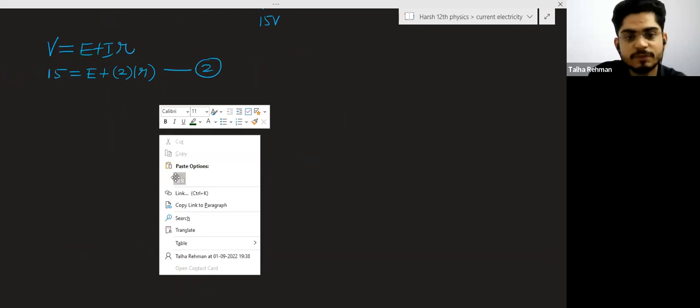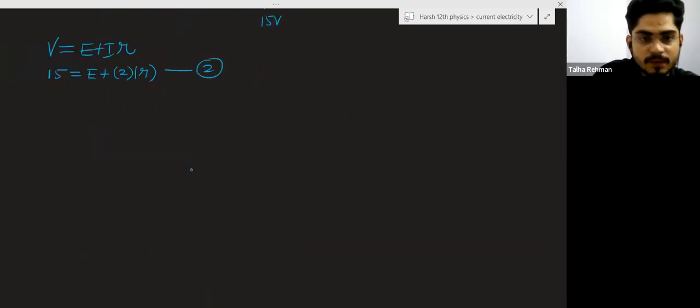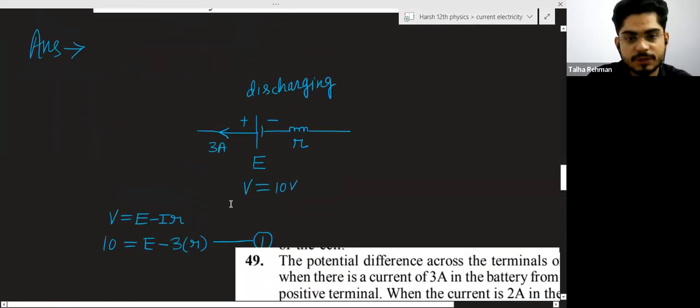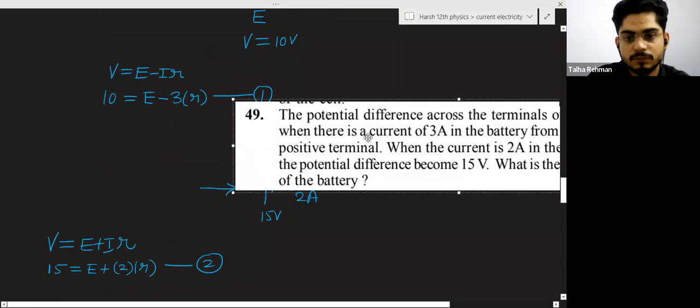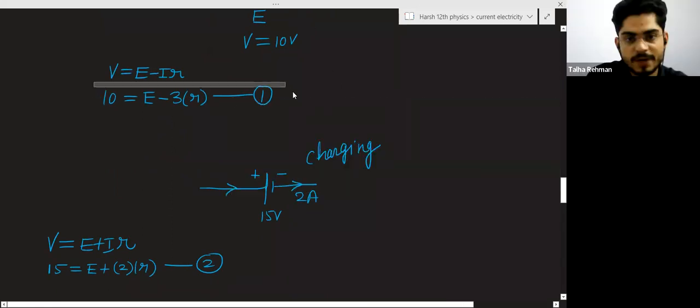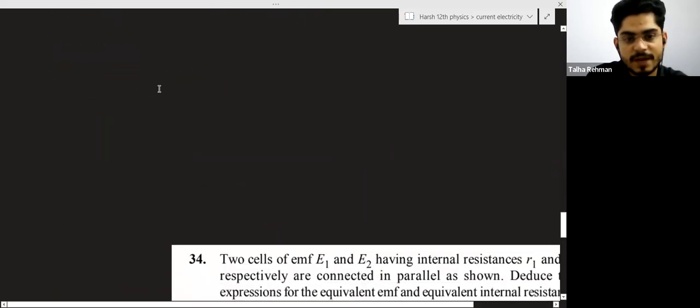Can you solve equation one and second by yourself? Just solve by yourself. Very easy. I am solving it here.